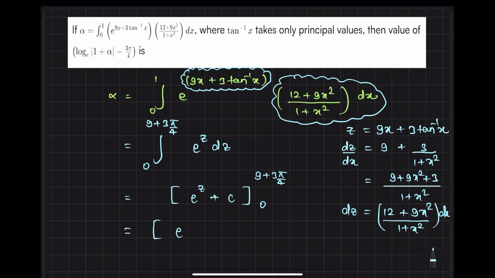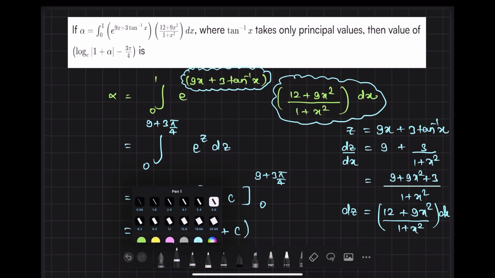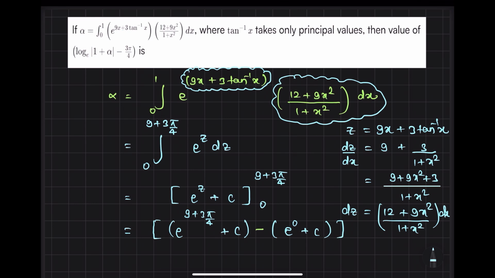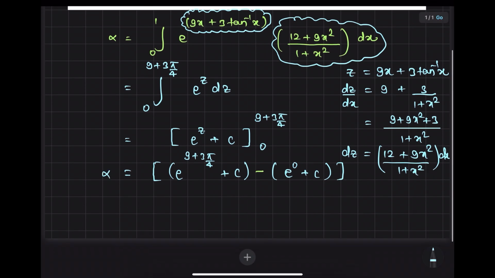So if you put the upper limit, e power (9 plus 3 pi by 4) plus integration constant c, then we will have minus, and now we will go through the lower limit. So e power 0 plus c, bracket close, and this thing is equal to what? Alpha. Now this c will be eliminated by this c. Comfortable? So e power 0 is 1. So can I write this thing as e power (9 plus 3 pi by 4) minus 1 equals alpha.